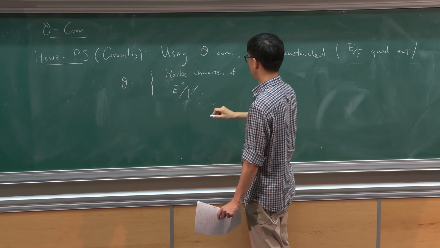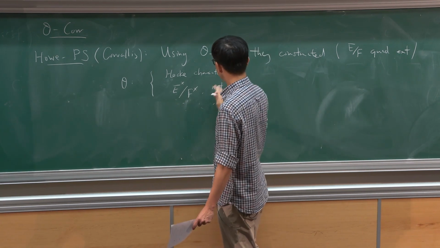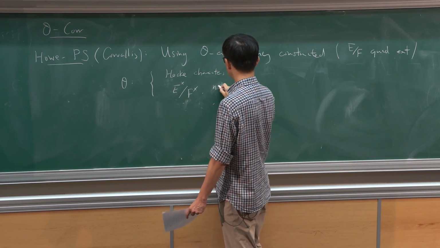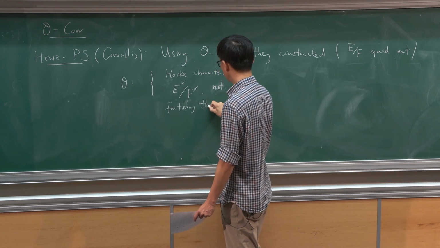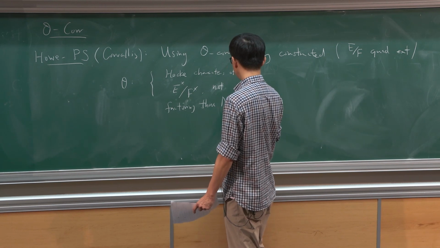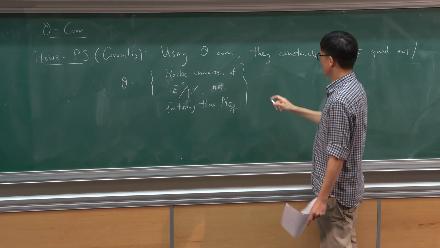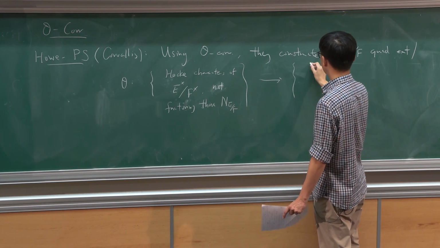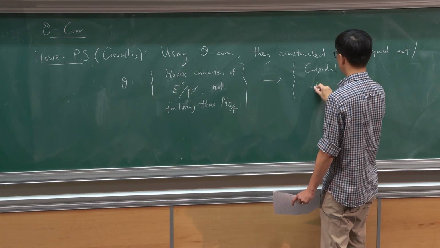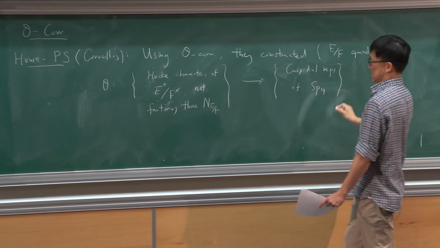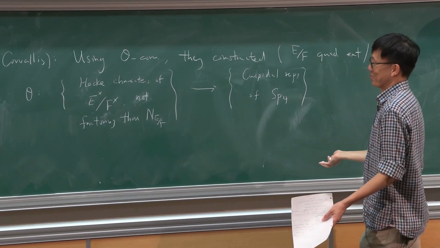Okay, so not factoring through norms, which means not obtained from base change, right? To cuspidal representations of Sp4. Okay, they produce such a map, which is an instance of Langlands functorial lifting, if you wish.